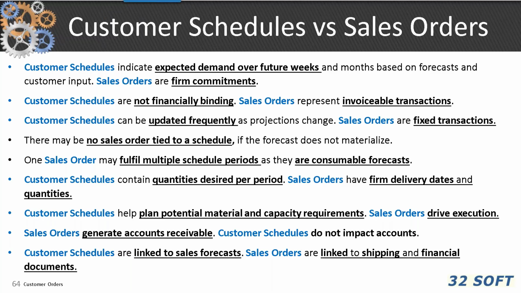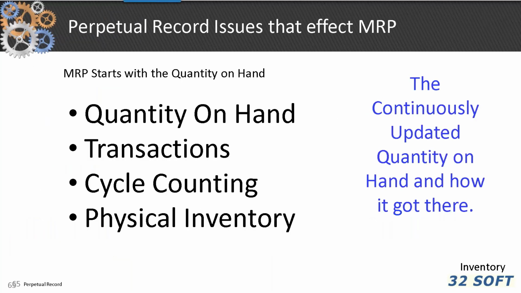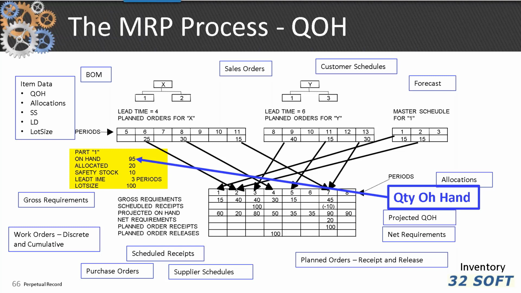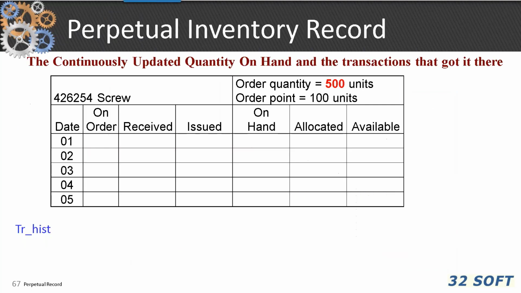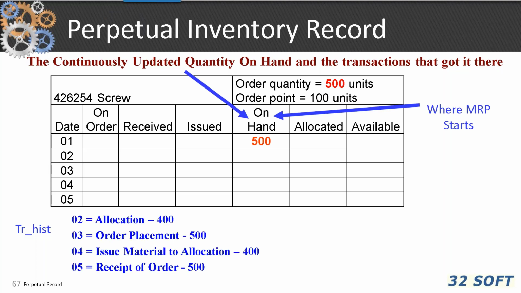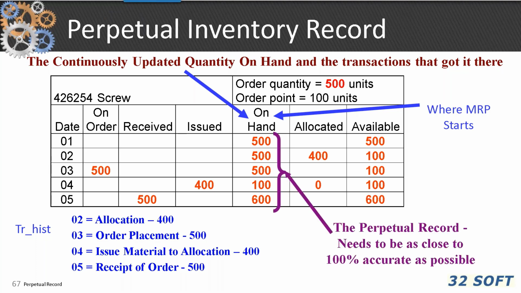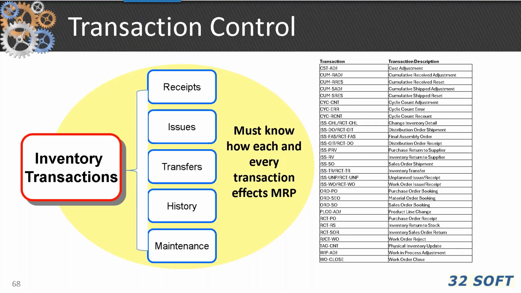All things in MRP start with quantity on hand. We define the perpetual record as continually updated quantity on hand and how it got there. The MRP process starts with that 95 quantity on hand. Perpetual record, the continuously updated quantity on hand. You can see if we start 500, we see allocations that is going to affect the quantity on hand, and that perpetual record needs to be 100% accurate at all times. I don't have time to go through each transaction, but planners must know how each and every transaction affects MRP.